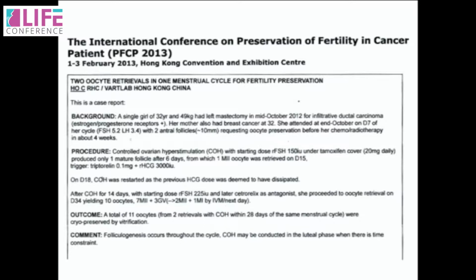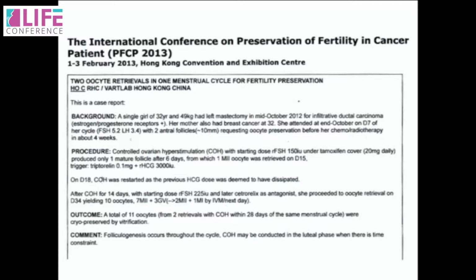The background: a single girl of 32 years and 49 kilograms had a left mastectomy in mid-October 2012 for infiltrative ductal carcinoma, and estrogen and progesterone receptors were positive. Her mother also had breast cancer at 32. She attended at end October on day 7 of her cycle, FSH then being 5.2, LH 3.4, with 2 antral follicles, both about 10 mm, requesting oocyte preservation before her chemotherapy in about 4 weeks.